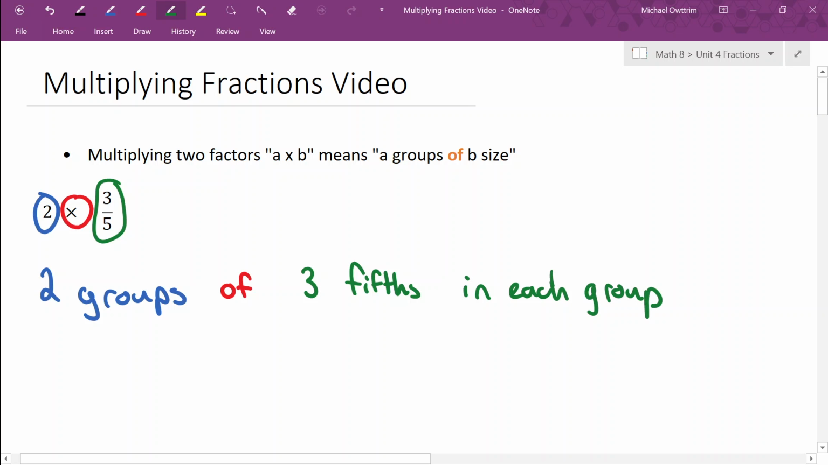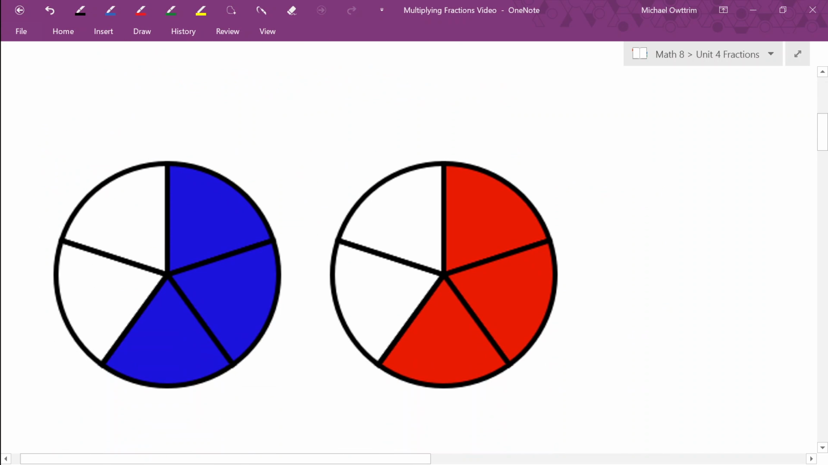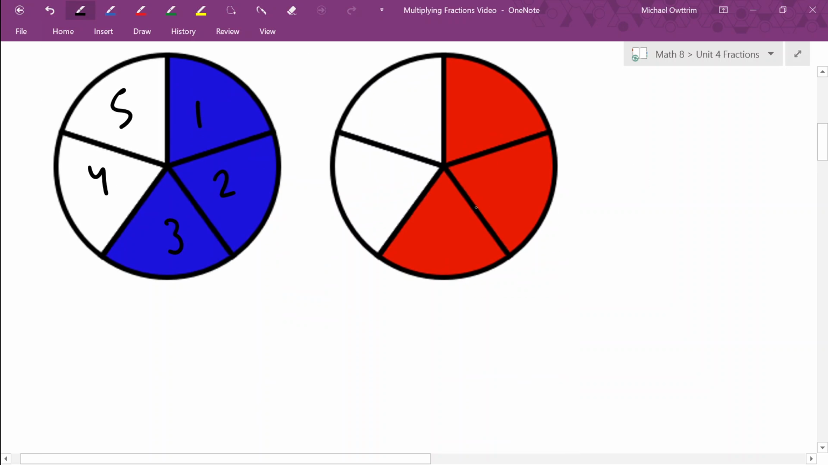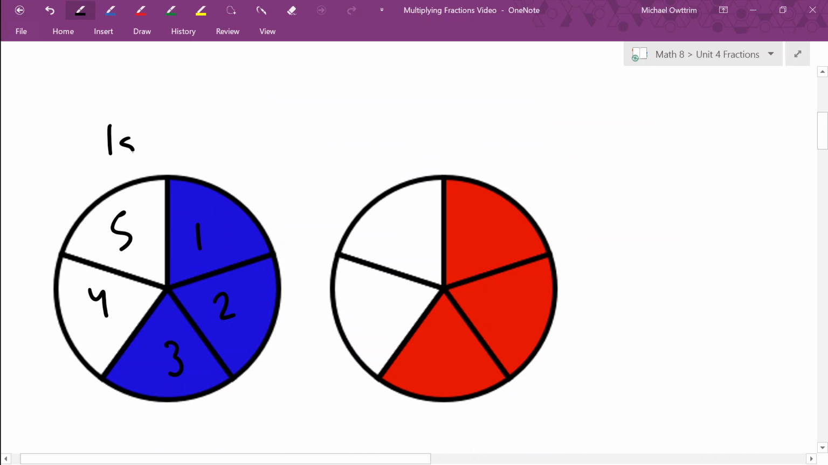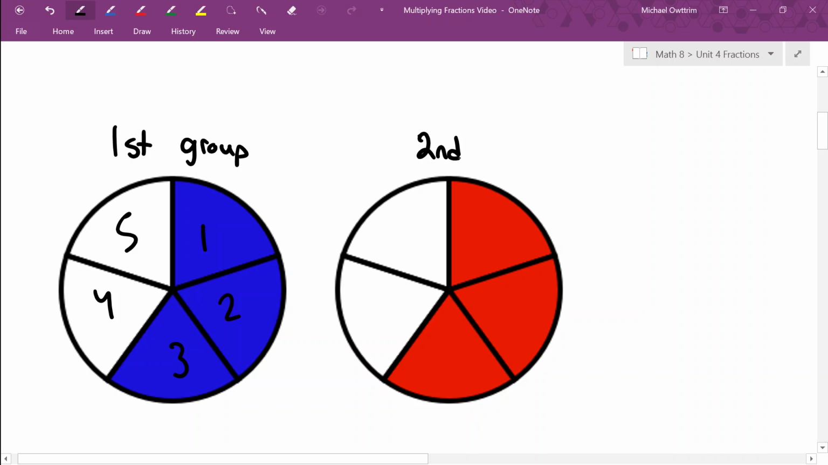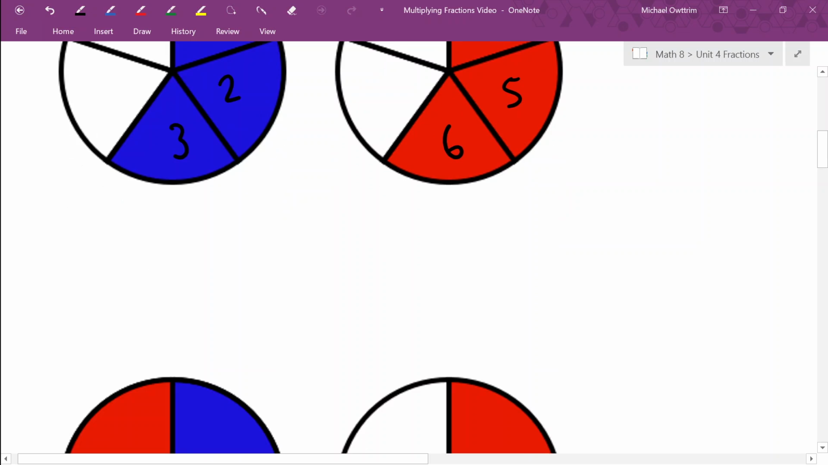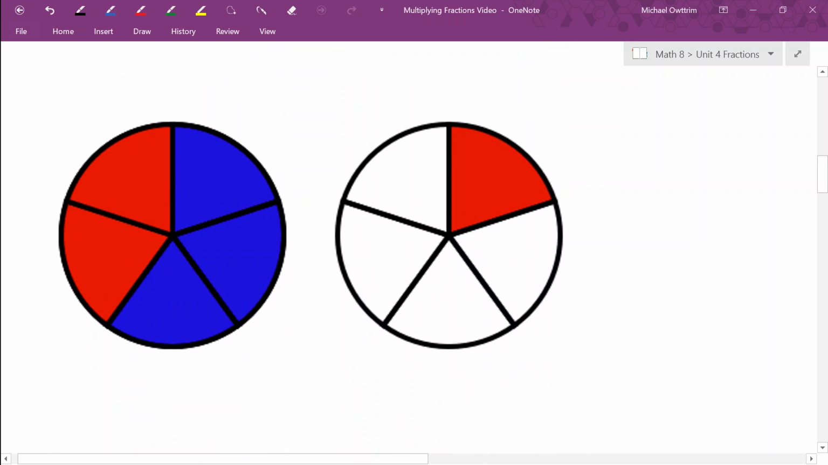So how could we solve this out? Well, we could start by thinking about having 3/5. So I've got 1, 2, 3 parts shaded in out of 5 total parts in this circle. And then I need two groups of that. So here's my first group, and here's my second group. And if I think about, well, how many parts do I have in total actually shaded in? I've got 3 there, another 4, 5, 6 in the second group. And I could say altogether then that I have 6/5.